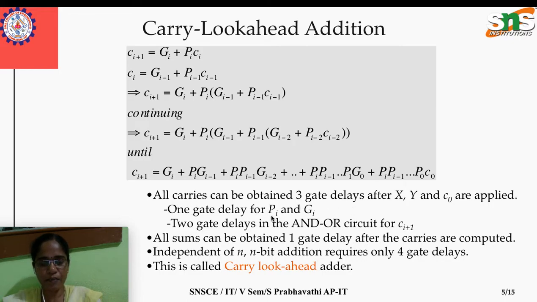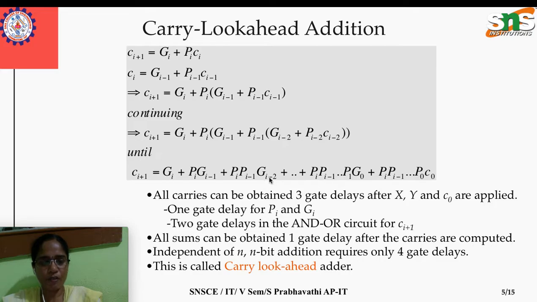So 1 gate delay for calculating pi and gi. pi is nothing but xi plus yi. gi is the AND operation of xi and yi. Each is done independently, so each will take 1 gate delay. Then we do the AND and OR operations here. This is one AND operation with pi and gi. So these are AND operations, and here the plus indicates the OR operation.